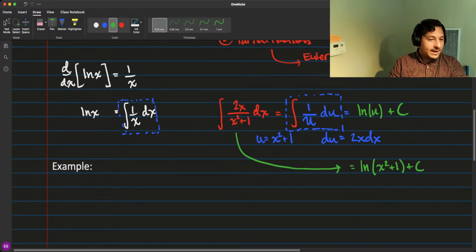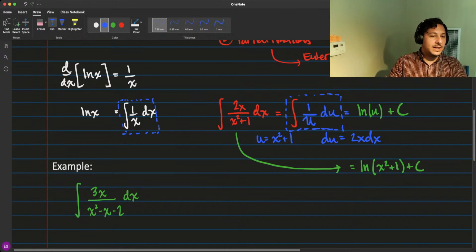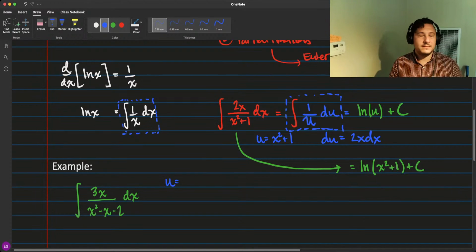Let's say you want to find the antiderivative of 3x over x squared minus x minus 2 dx. You're looking at this and you think it looks like u substitution could work. You would set your u equal to x squared minus x minus 2. The real dead giveaway here is that the degree of the bottom is 1 higher than the degree of the top.